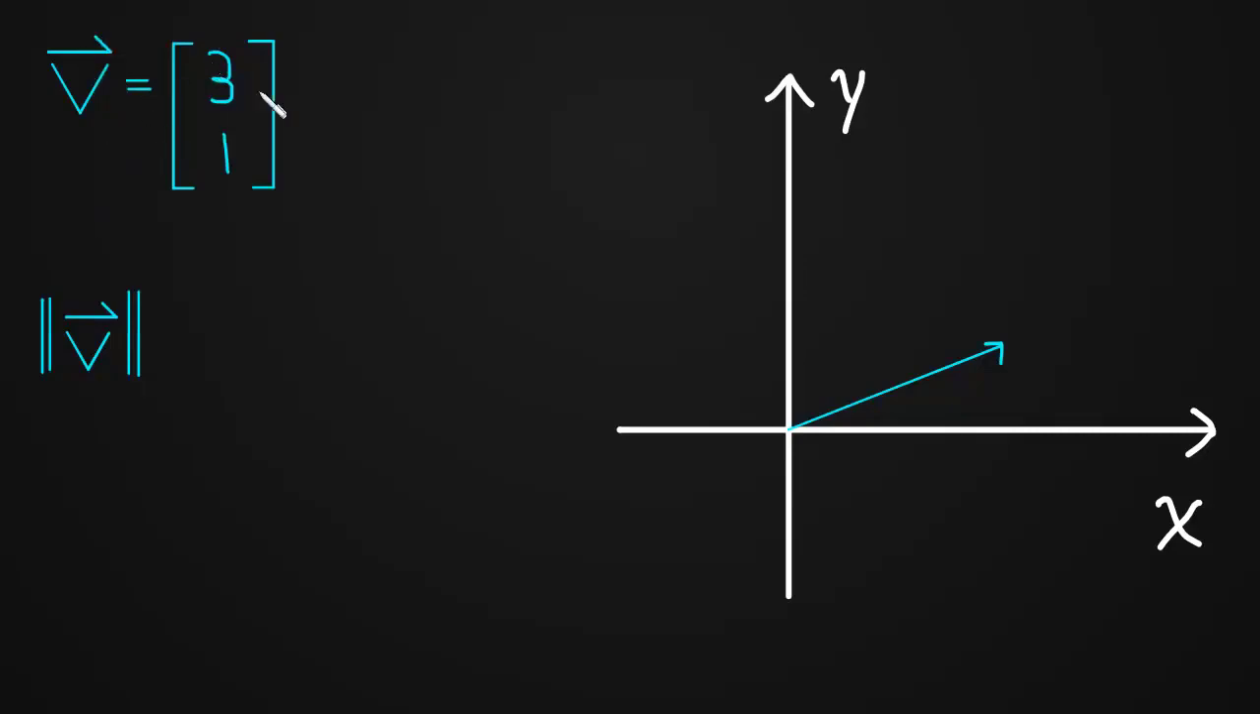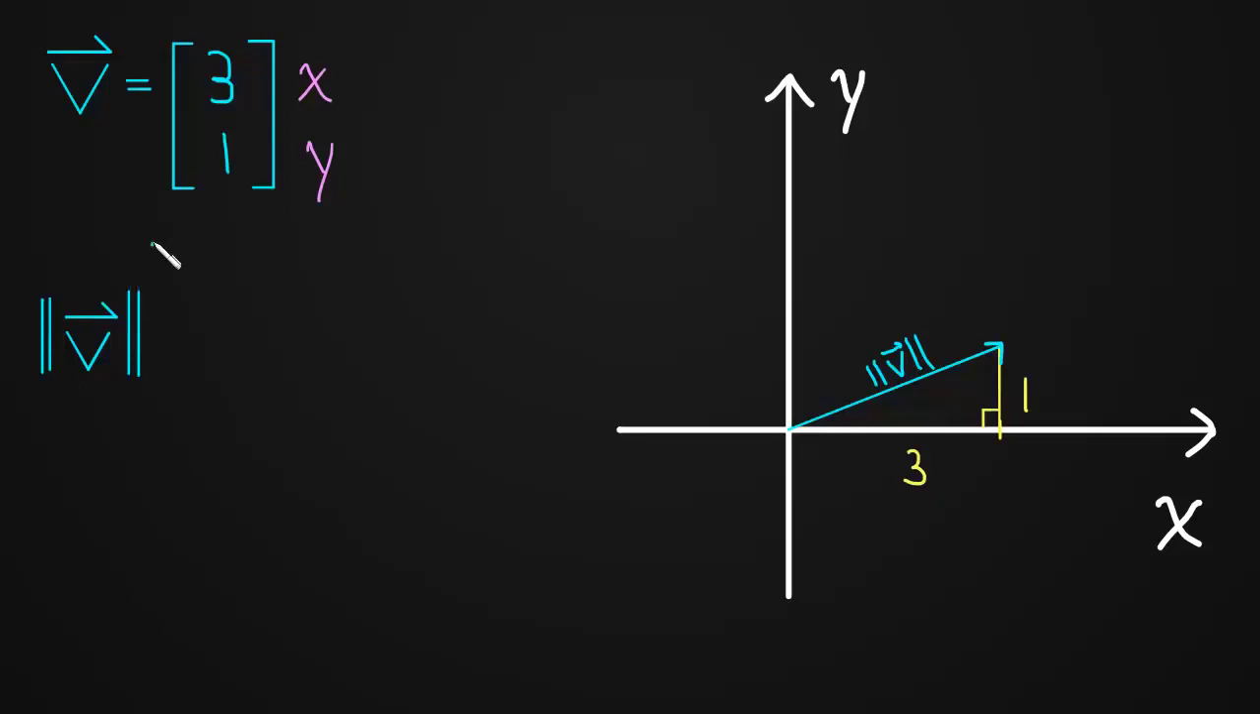So going back to our vector v, we have its x component is 3 and its y component is 1. So that simply means we've moved over 3 in the x direction and up 1 in the y direction. And now we've formed a right triangle. And it turns out that the length of this vector is just the hypotenuse of this triangle. And so we could just use the Pythagorean theorem.